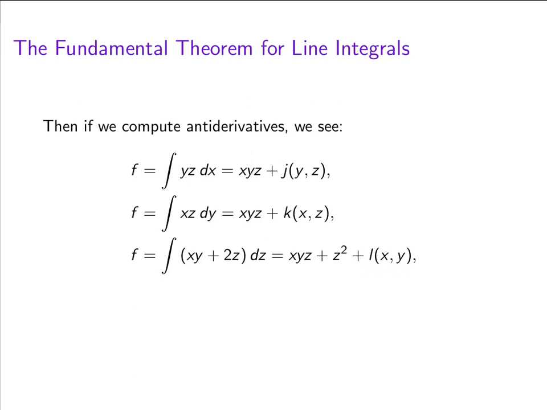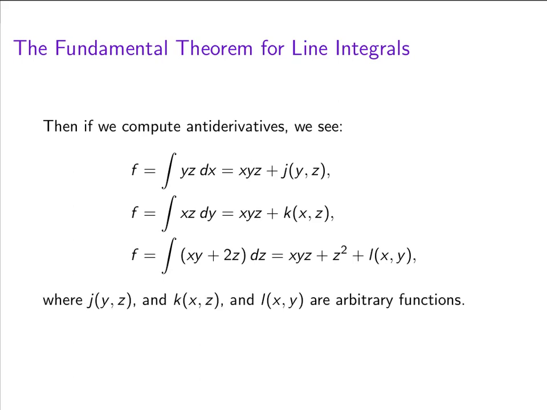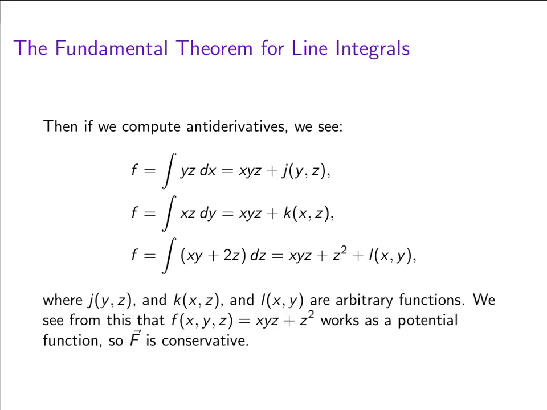So we can combine all these, and what we'll see is that xyz plus z squared works as a potential function. Now you can check this. Take the thing that we got here and compute a gradient, and you'll see it's exactly the vector field that we're interested in. And since we have found a potential function, that means that this vector field is in fact conservative. Okay, that's all for now.